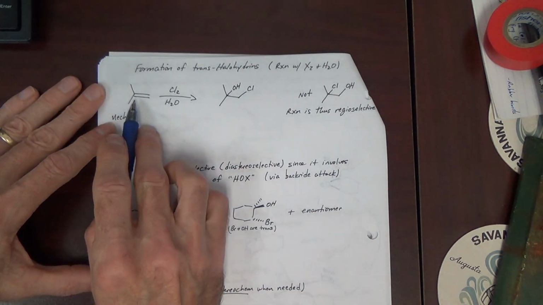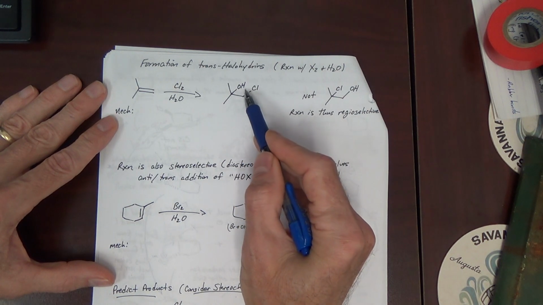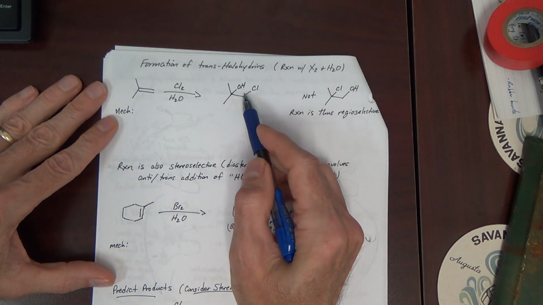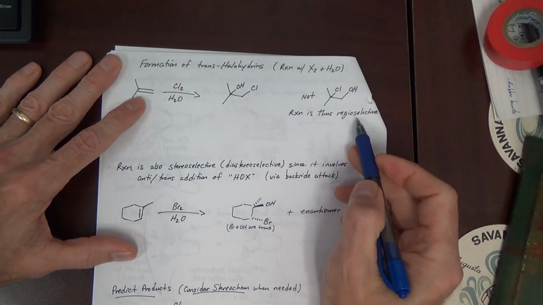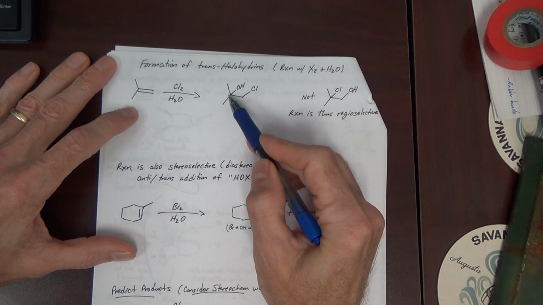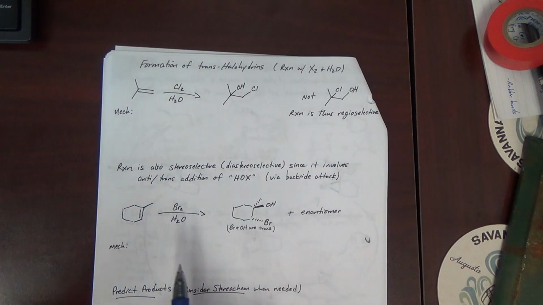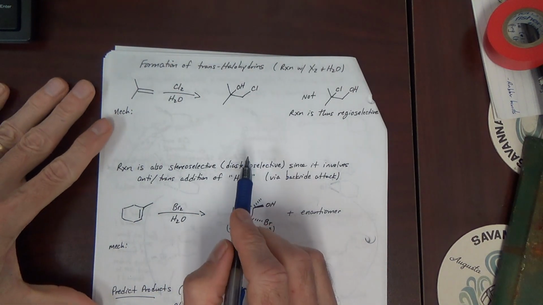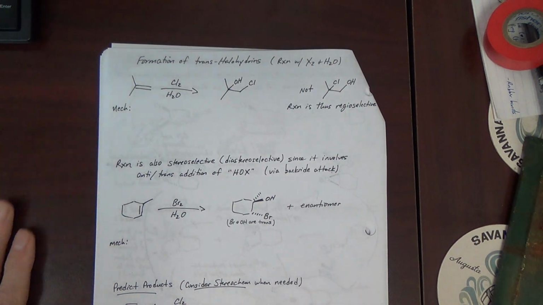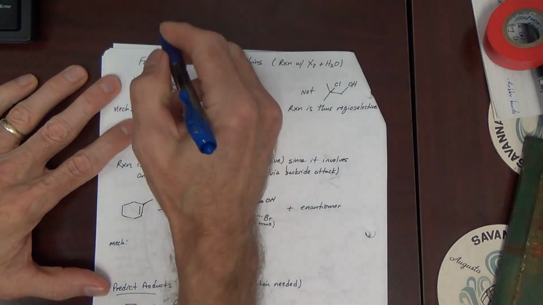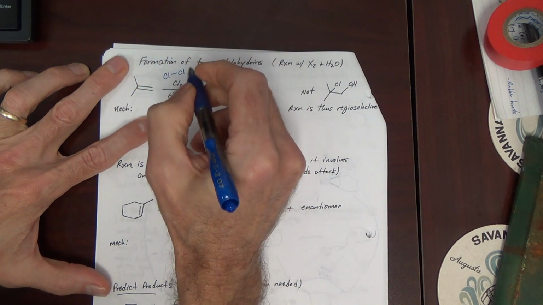Example here: if we react this alkene with chlorine and water, we get this product as our halohydrin. Now note this reaction is regioselective. That is, the OH is going to be on this carbon, not the other. Our mechanism should show us that. Let's go through the mechanism. Very similar to previous mechanisms. We have chlorine as our initial electrophile.